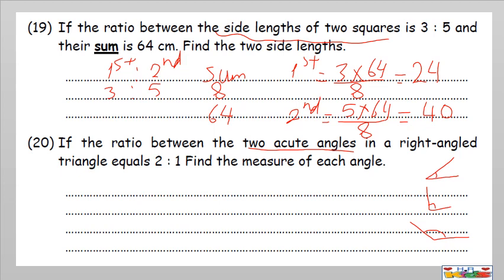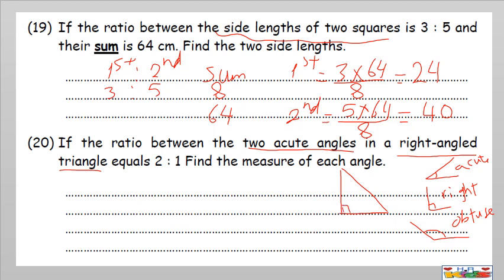So the first one was acute. Okay. And the second is right. And the third is obtuse. It is very important to remember these names. Okay. The ratio between the two acute angles in a right angled triangle. It says, if I have a right angled triangle.